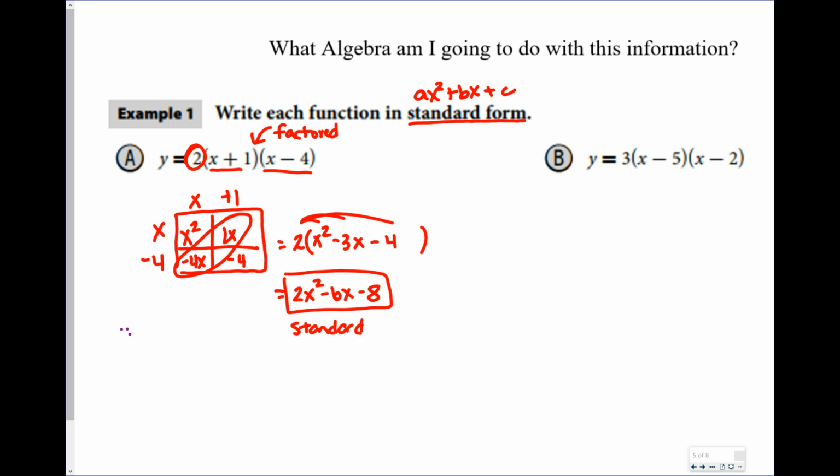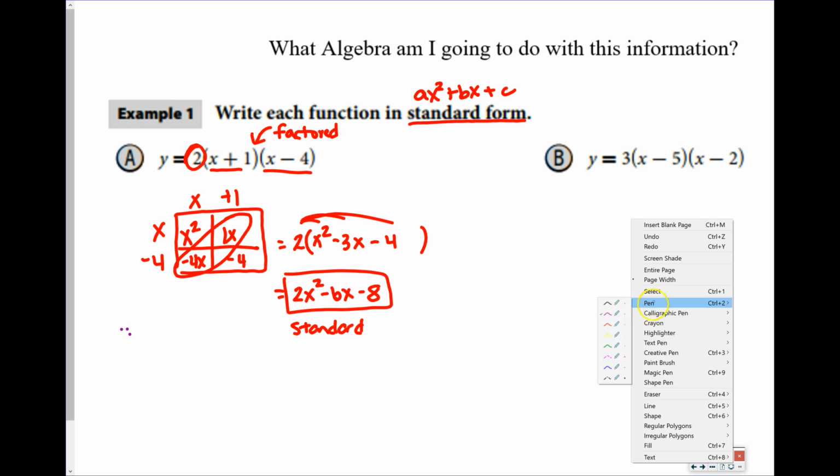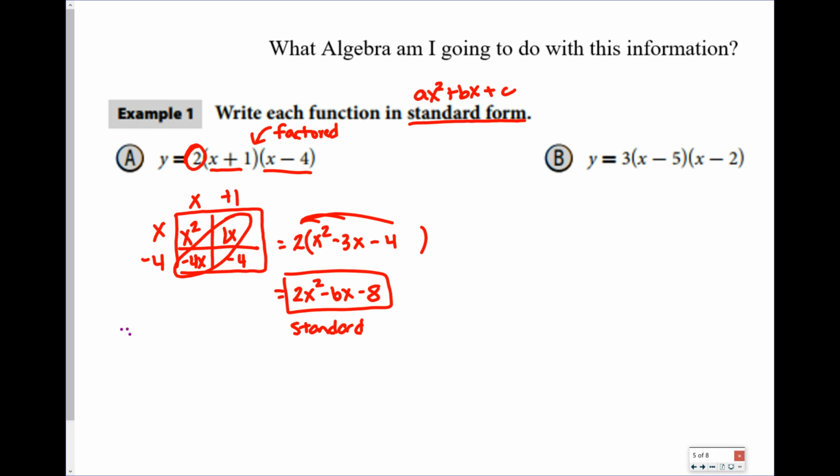Okay. If you want to pause and try B on your own, you can. It's always a good idea. I'm going to go ahead and do it out. Draw my box. On the outside goes the x and the minus 5 and the x and the minus 2. This becomes x squared. This becomes negative 5x. This becomes minus 2x. And this becomes 10.